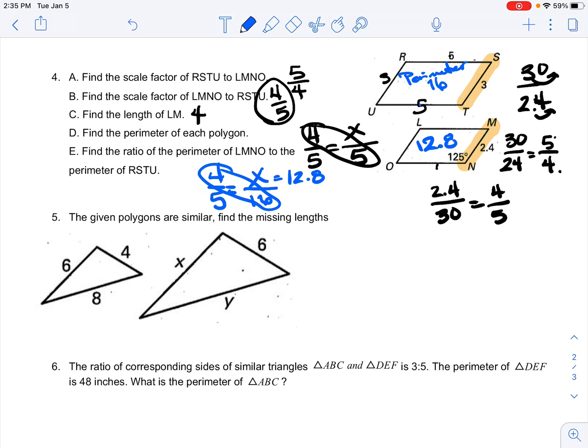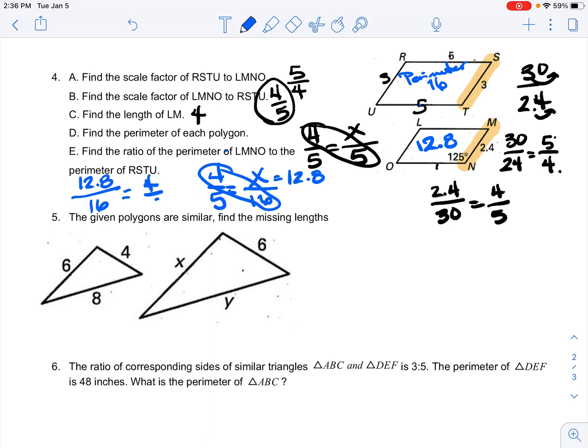And the ratio of the perimeter of LMNO to the perimeter of RSTU, well, the perimeter of LMNO is 12.8, and the perimeter of RSTU is 16. And if I put 12.8 over 16 into my scientific calculator, and I ask it to reduce it for me, because why not?